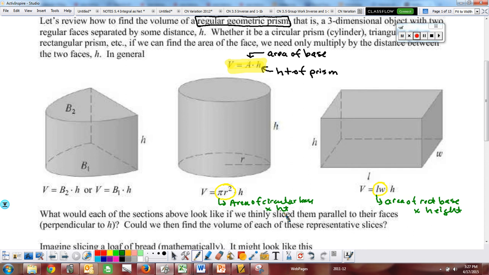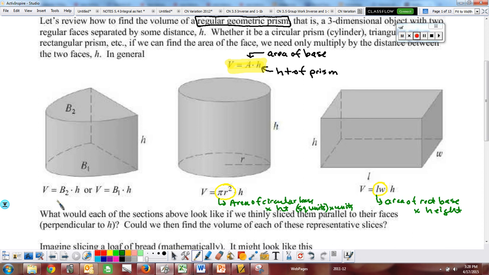If we think of this in terms of dimensional analysis, we're taking an area, which is in square units, and multiplying that times your height, which is just in whatever the units were, and square units times units gives us cubic units. And so that's how we're going to get our volume.